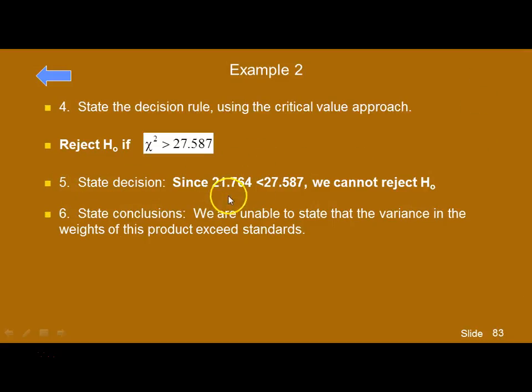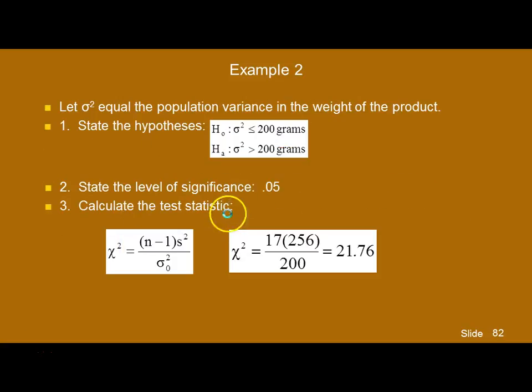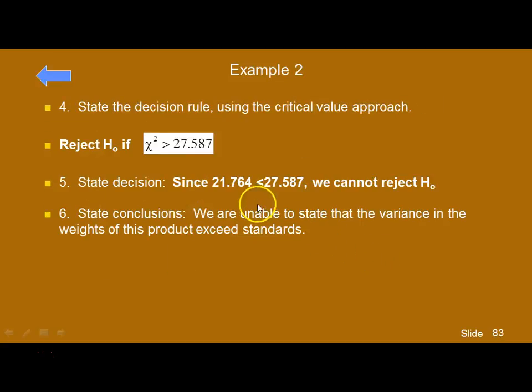Compare your calculated value of 21.764, which we had gotten right back here. I think I just took it out one extra decimal. Notice that our calculated value is less than the critical value. Therefore, we are unable to reject the null. And therefore, we are unable to state that the variance in the weights exceeds standards.